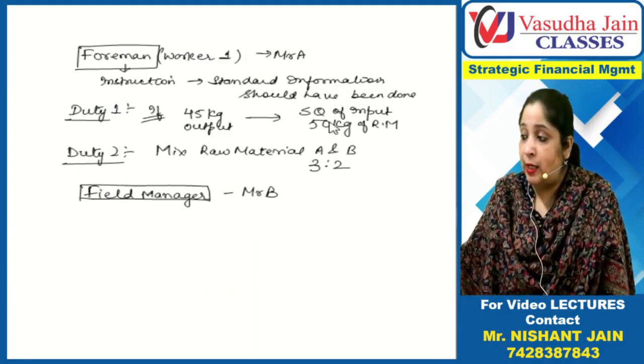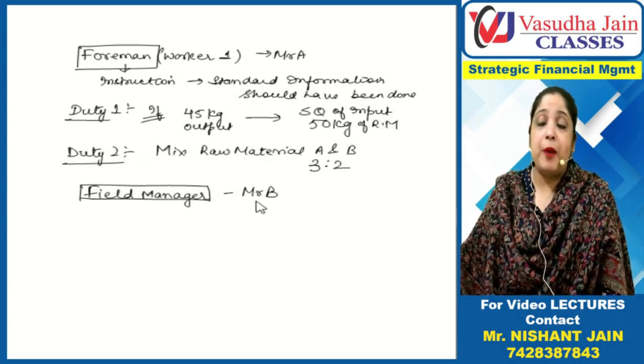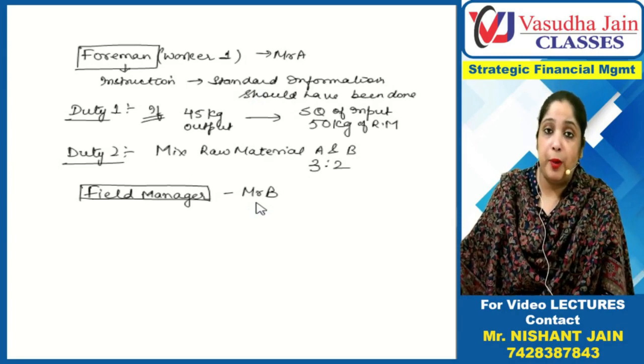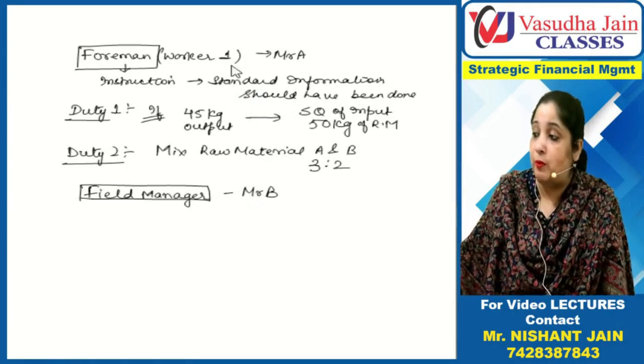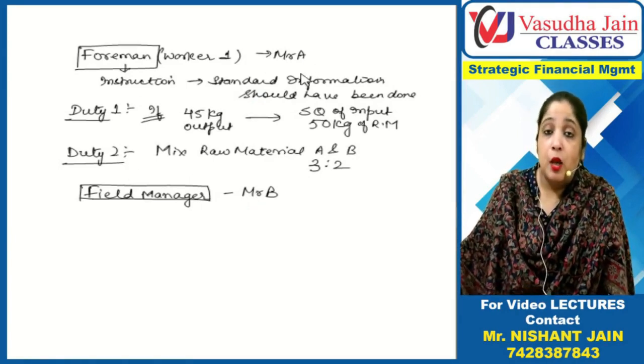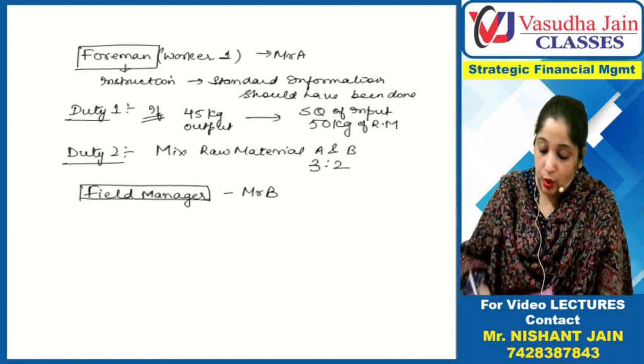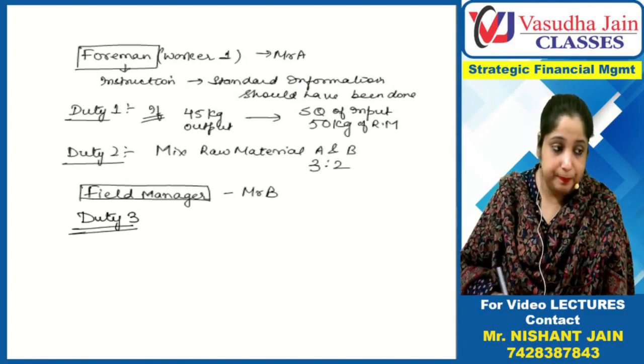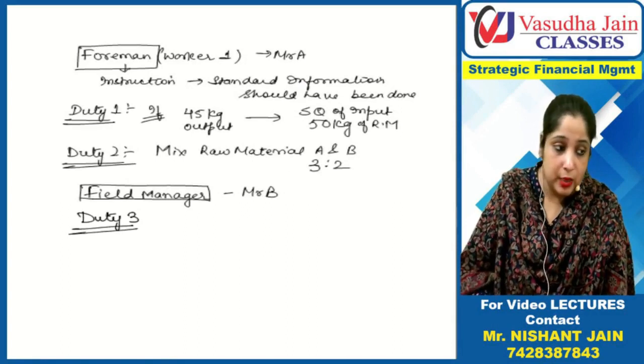I have explained everything to Mr. A. You just have to buy the quantity at the right price. Don't think about how much quantity to buy. How much quantity to be purchased will be told to you by Mr. A. Your duty is to buy. Duty number 3 is coming. This was duty 2, this is duty 1.